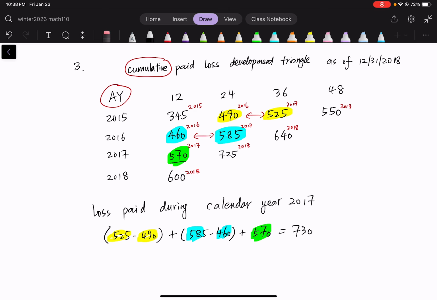Another way you can think about this would be, these are all the money you paid out as of 2016. These are all the money you paid out as of 2017. The difference between these two will give you how much money you paid out incrementally in 2017. Then you use the bottom triangle minus the top triangle. You end up with the same number because it's really the difference between the yellow, the difference between the blue, and also the green all give you the same thing.